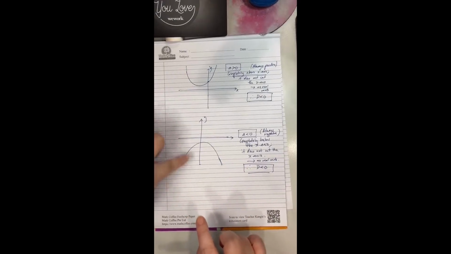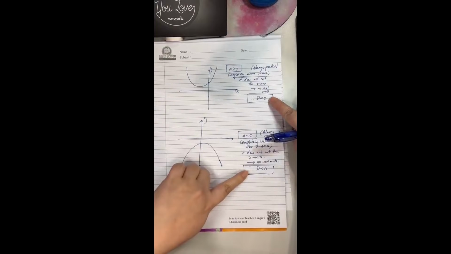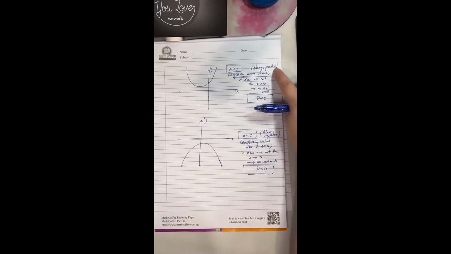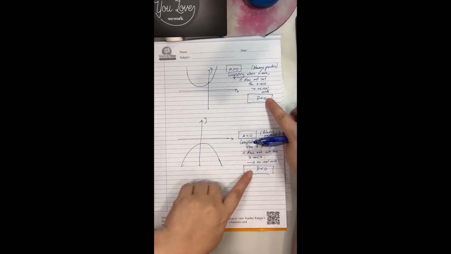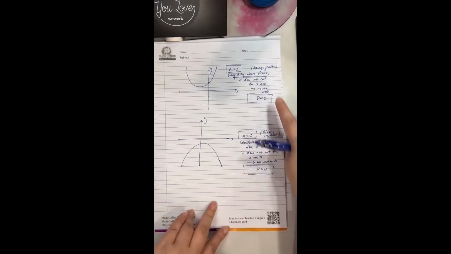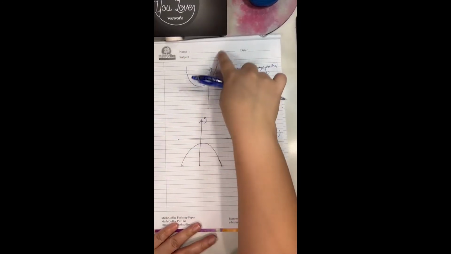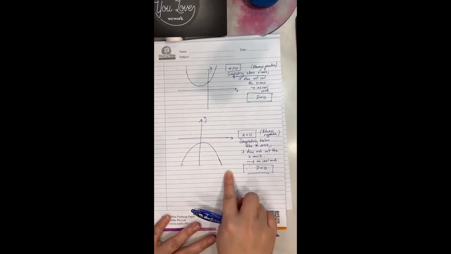So in both situations, the discriminant is less than 0. Of course, a common mistake is that students think always positive means the discriminant is more than 0. No, please no. So in both situations, be it always positive or always negative, the discriminant is less than 0. The only difference is that always positive must be a happy face, and always negative must be a sad face.